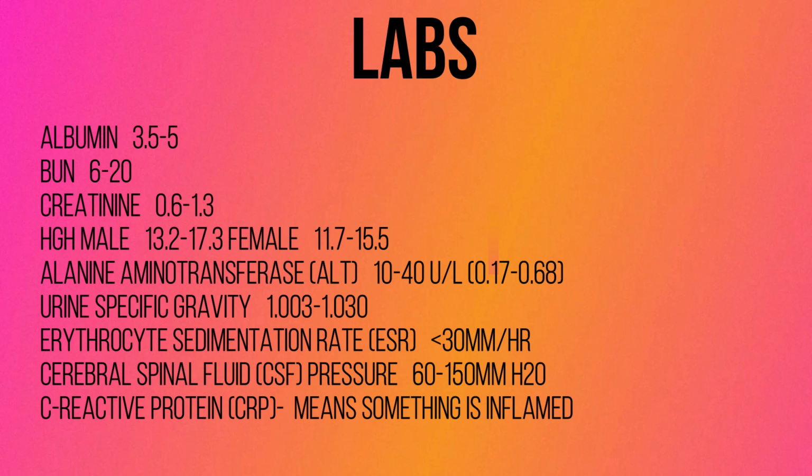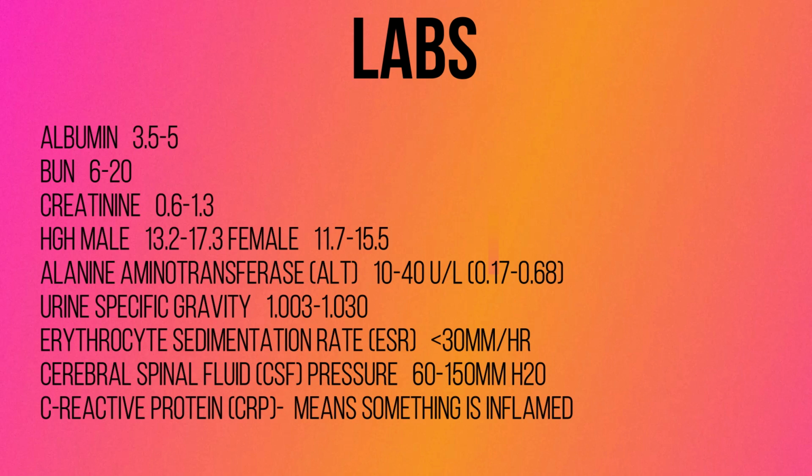The next one is urine-specific gravity. So this is used a lot. What this is, is that it compares the density of urine to the density of water. So basically it tells you how well your kidneys are working and diluting urine and how hydrated you are. So this is a very specific value, 1.003 to 1.030.